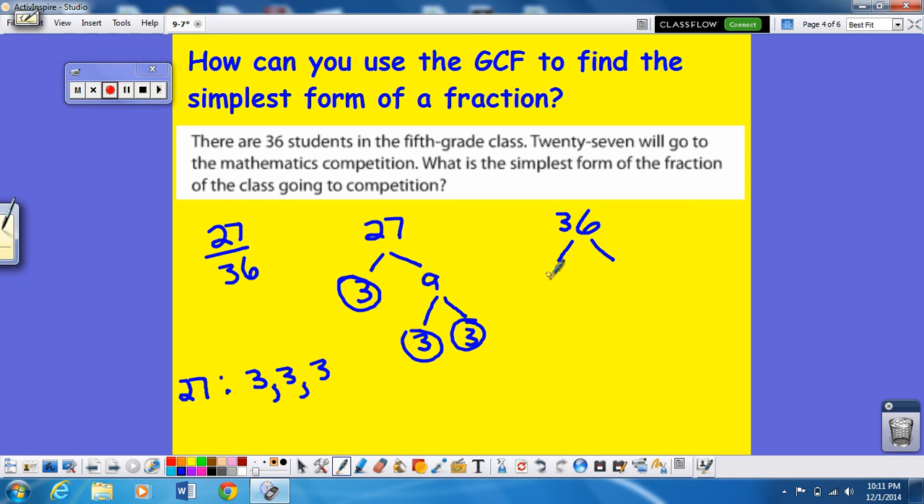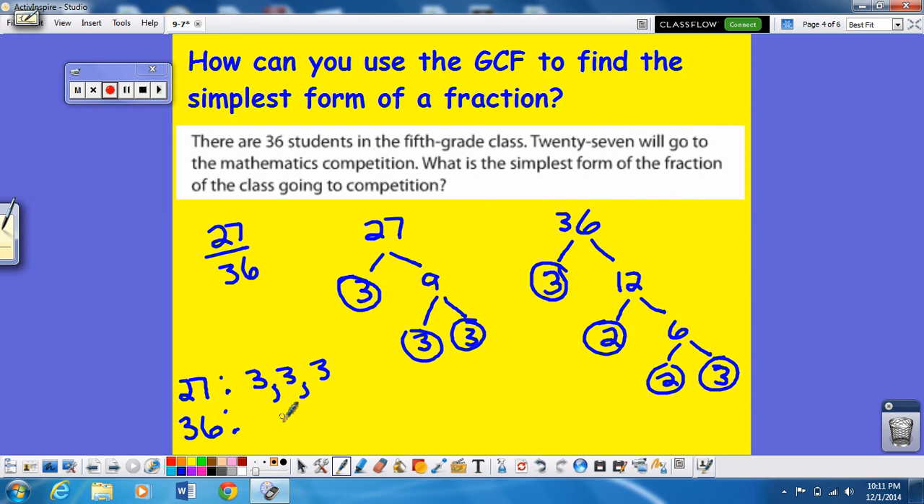36 is, I'm going to do 3 times 12 because I like to start off with the number that I know is prime to make my job a little easier. Let's do 2 times 6 for 12, because that gets me another prime number. And then 6 would be 2 times 3. Alright, so my prime factors for 36 are, remember we're going to put them in numerical order, 2, 2, 3, 3.